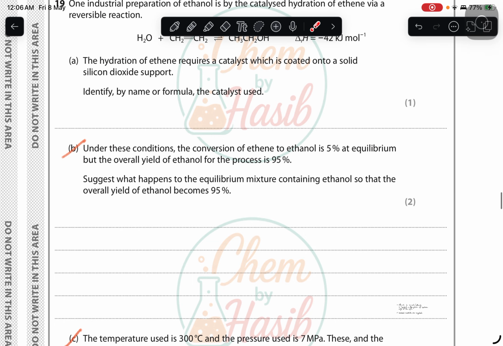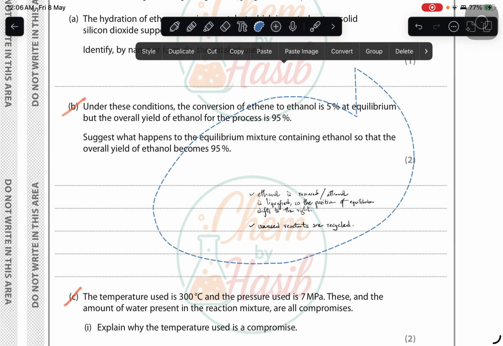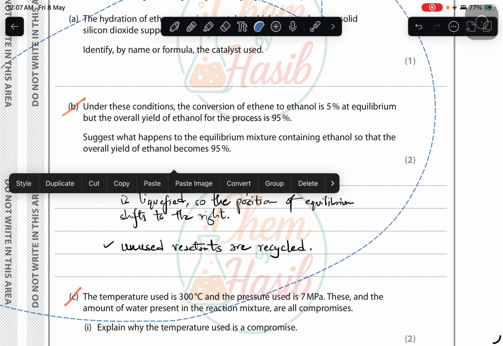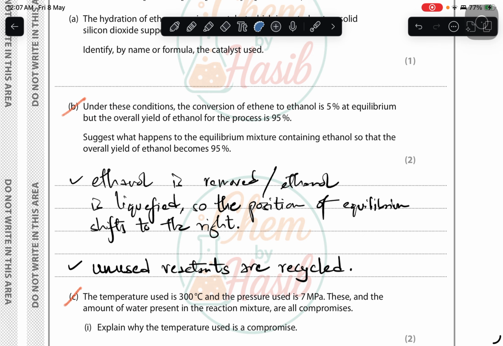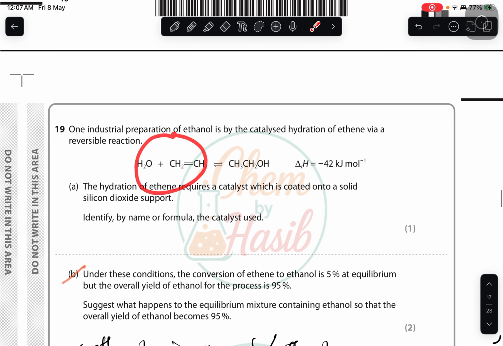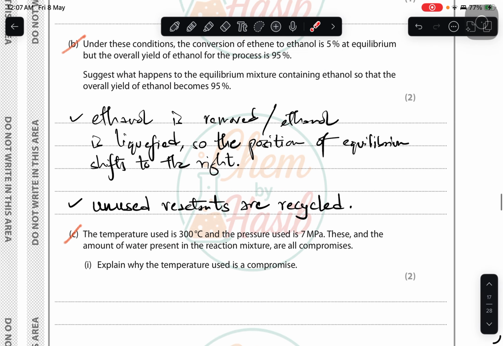So let us look at the answer. I've already written the answer here. Ethanol is removed, or the ethanol is liquefied, so the position of equilibrium shifts to the right and the yield increases. And the unused reactants are recycled. If you keep on feeding the unused reactants, the equilibrium will also shift to the right. So therefore the yield would increase, right?